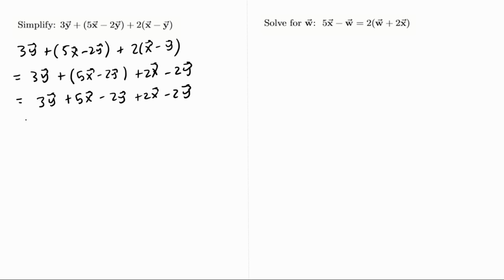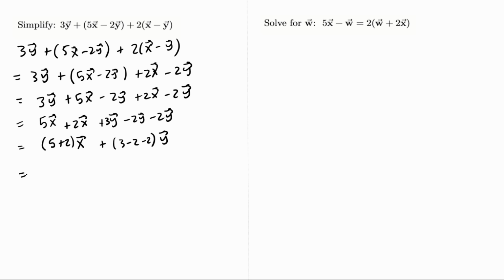Now using the fact that addition is commutative, so the order that the terms appear in doesn't matter, I will move all of the x terms to the front, followed by all of the y terms. From the first two terms, I can factor out the x, so I have 5 plus 2 times x. And from the last three terms, I can factor out the y. In the end, this gives me 7x minus y.